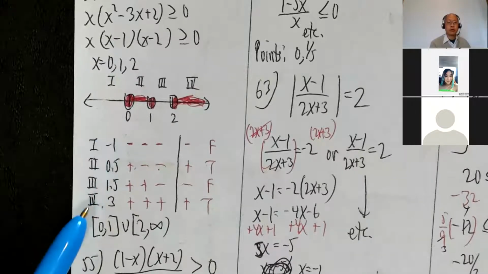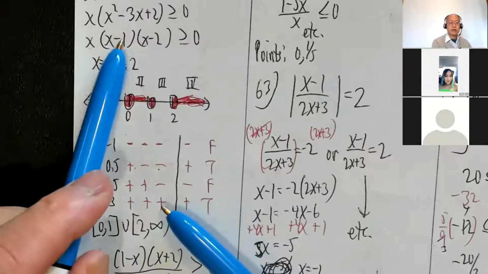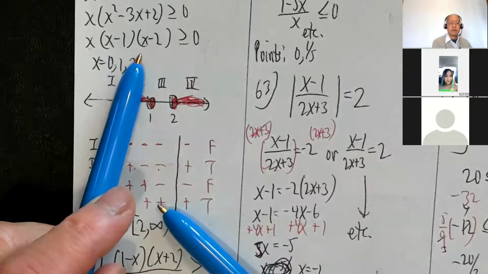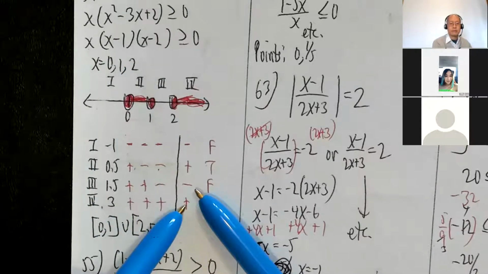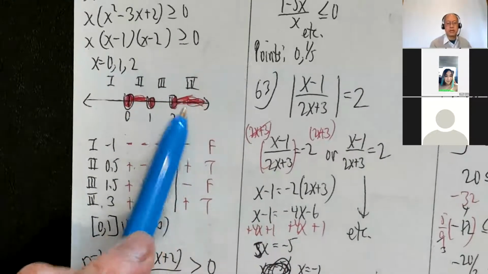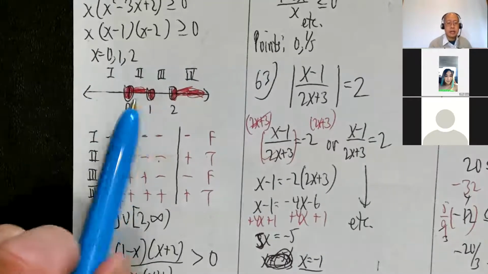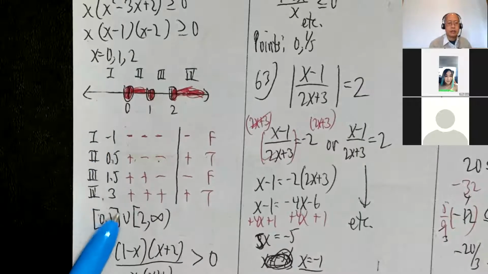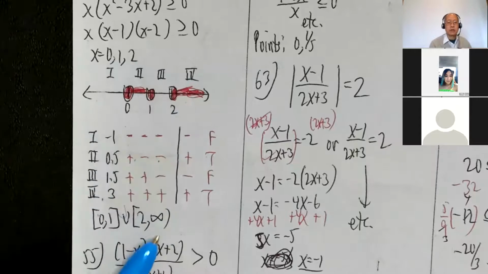And finally, region 4. They're all positive. Let's see, 3 is positive. 3 minus 1, positive. 3 minus 2, positive. Multiply a bunch of positives, positive. Positive greater than or equal to 0, that's true. Shade in region 4. Right, so what's my solution set? Here, so that's bracket 0, 1 bracket, union bracket 2 to infinity, parentheses.